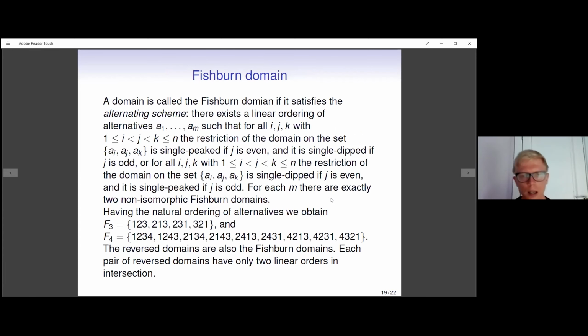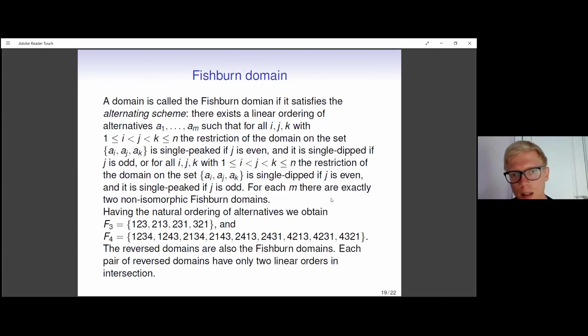Fishbone domain. Yesterday, Arkady Slinko already defined the Fishbone domain, and here I repeat this definition. So a domain is called the Fishbone domain if it satisfies the alternating scheme. There exists a linear ordering of alternatives A1, ..., Am, and it's important to have numbers from 1 to m, such that for each triple of alternatives of indices i, j, k, the restriction of the domain on this set Ai, Aj, Ak is single-peaked if j is even and single-dipped if j is odd.